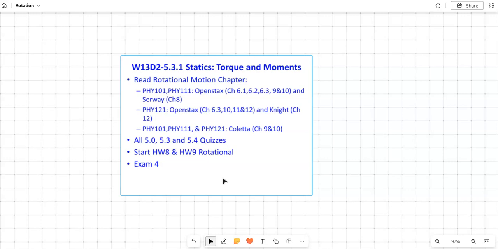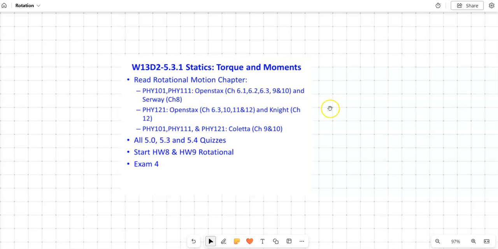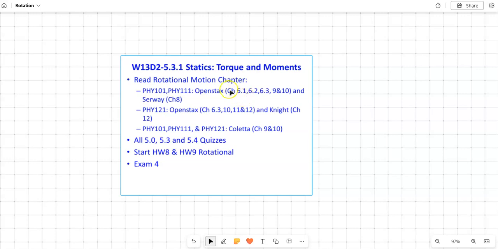It's the beginning where we're talking about a lever arm in a static condition, meaning it is not accelerating or speeding up as it's rotating clockwise or counterclockwise. So if you haven't done the reading, please take the opportunity to do that sometime soon, before or after doing this video. In OpenStax, it'll be in Chapter 6, whether you're in Physics 111 or 121. And if you're using the Coletta textbook, it'll be Chapters 9 and 10.